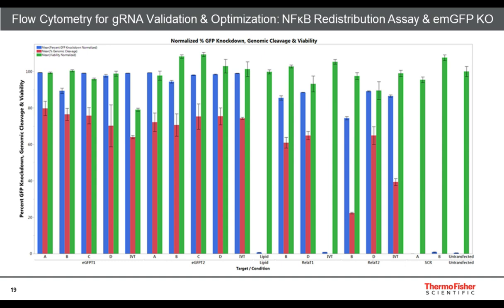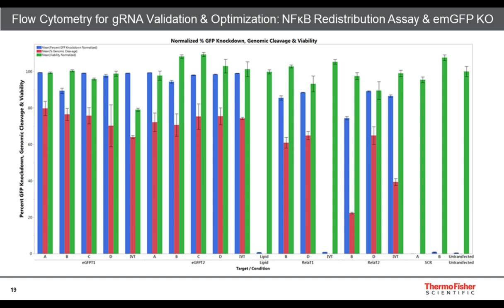Now I have my percent GFP knockdown for a lot of different conditions that I tried when I was preparing different types of guide RNA. I blinded those a little bit. The conditions are just denoted by A, B, C, and D, as well as IVT. And then I have my various controls as well, like my untransfected control and my guide RNA that's not targeting any area in the genome control. As you can see, I have my GFP knockdown that's normalized, as well as my comparison to my genomic cleavage assay, as well as my viability measurement.